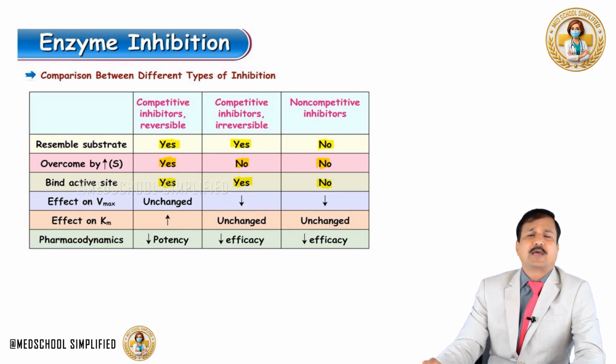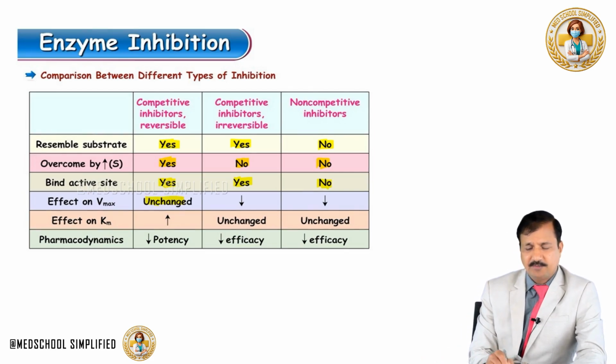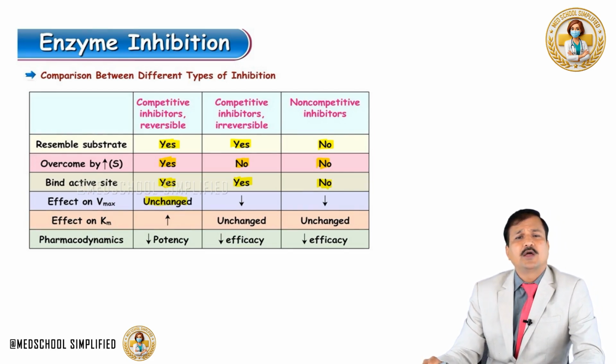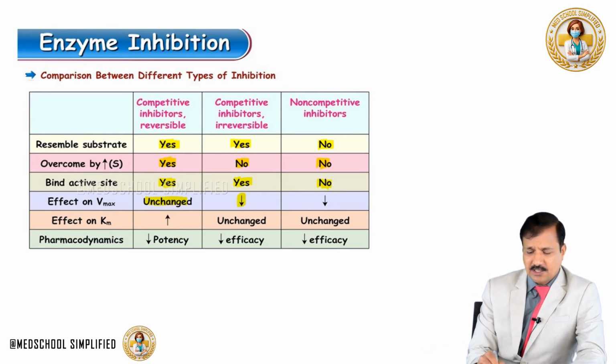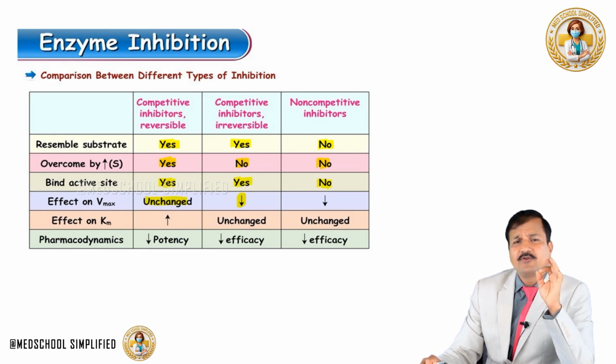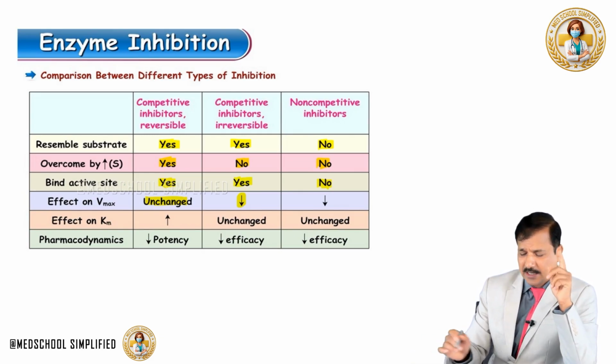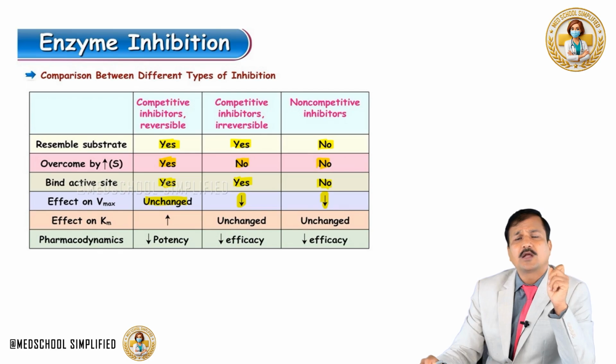Now the effect on Vmax. For a reversible competitive inhibitor, there is no change in the Vmax. Whereas an irreversible competitive inhibitor decreases the Vmax because it is going to bind to the active site of an enzyme irreversibly. It is not coming out of that, so it is ultimately affecting the velocity of the reaction, because once the competitive irreversible inhibitor binds there, that's the end of the enzyme action. So Vmax decreases. It is very similar to a non-competitive inhibitor.